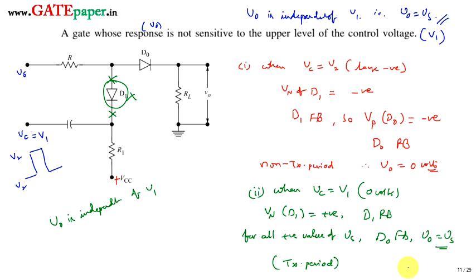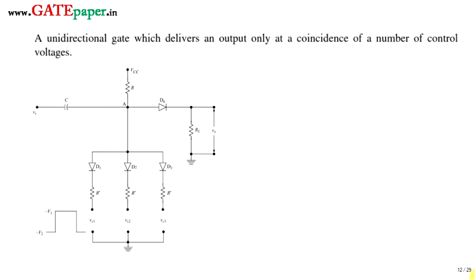So we'll see one more circuit. Can you identify the relationship between output and the control voltage? For what control voltage will the output be equal to Vs?